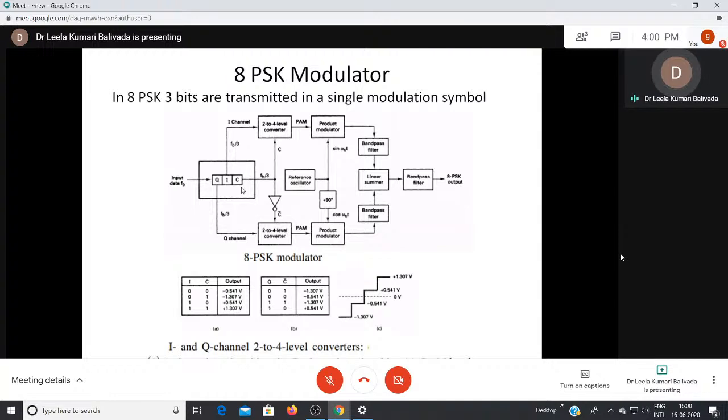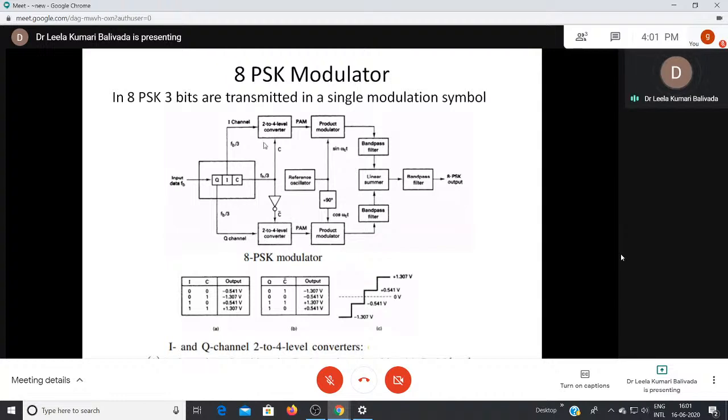That means logic 1 is represented by 1.307 and logic 0 is represented by 0.541. These two are the relative values. Consequently, with two magnitudes and two polarities, 4 different output conditions are possible at each of the I and Q channels: plus 1, minus 1 with C or C dash, 1.307, 0.541. So 4 conditions exist at each of the I and Q channels, so that a total of 8 possible conditions appear.